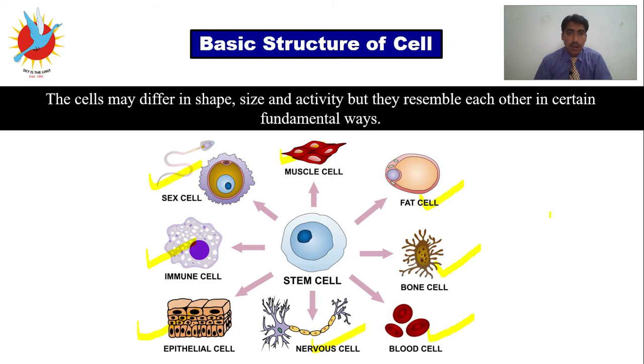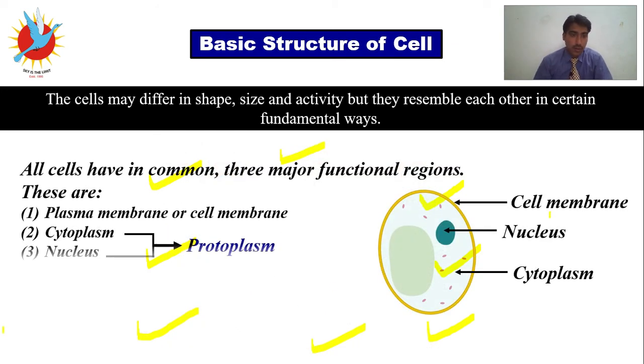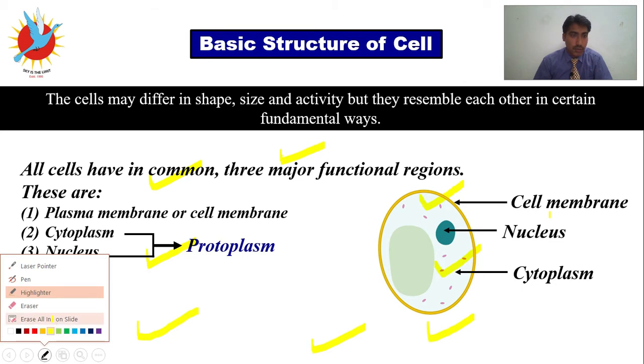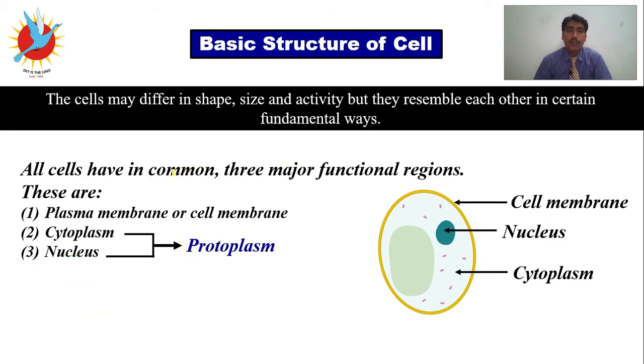What are these points? How do they resemble each other? Let us discuss. All cells have in common three major functional regions. These are the plasma membrane or cell membrane, cytoplasm, and nucleus. So all eukaryotic cells must have these things. These are the mandatory things: plasma membrane, cytoplasm, and nucleus. In this diagram, you can see this is the cell membrane, the outermost covering. Here a distinct nucleus or true nucleus is present. It means it is a kind of eukaryotic cell.